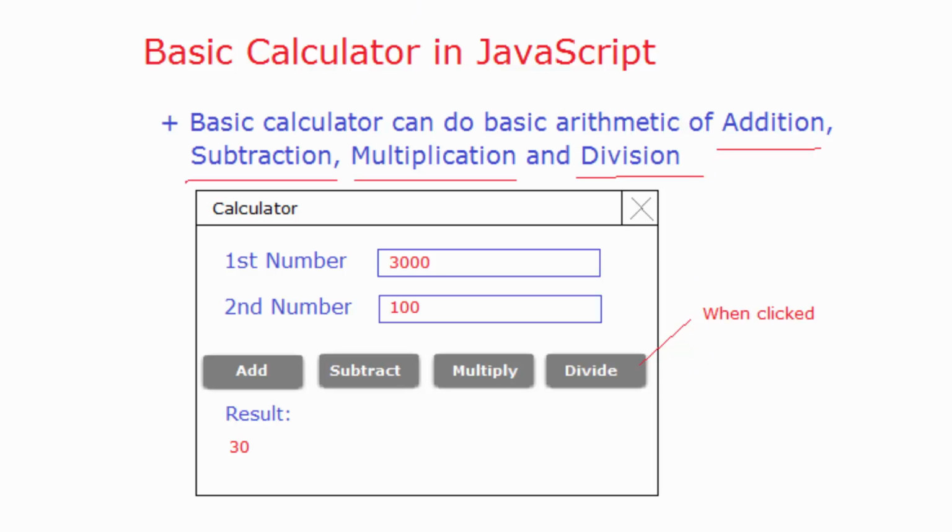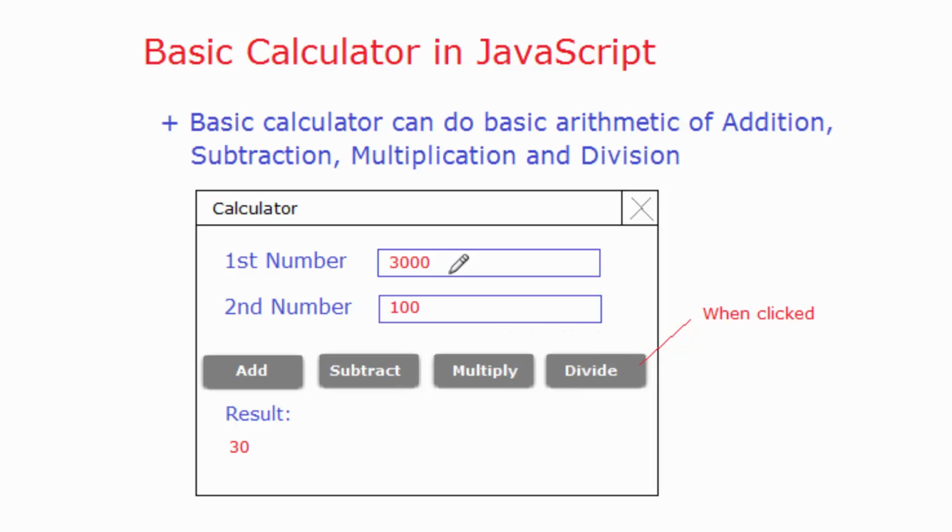And in our calculator, we will have two fields. The first one for the first number, then the second one for the second number. And we will be able to use this calculator to do 4 operations on these two numbers: addition, subtraction, multiplication, and division. And the answer will be shown here.